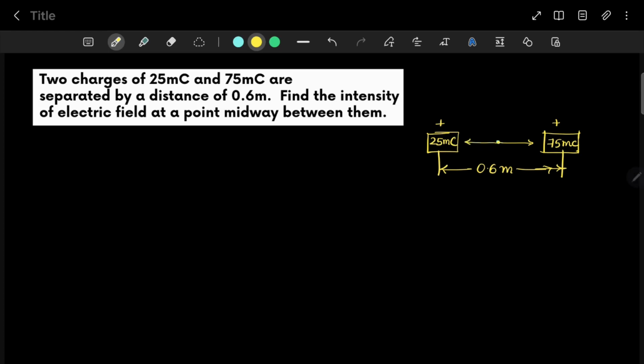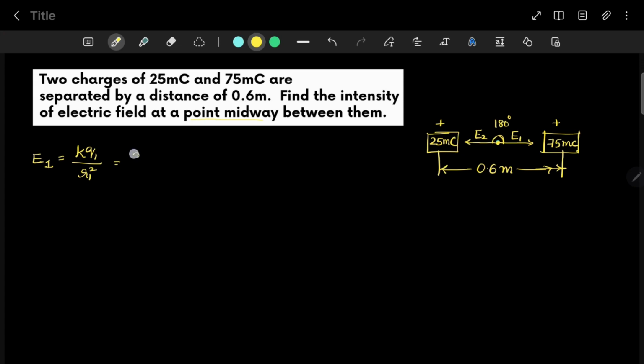So if you look at this, this is the electric field due to the first charge and this is the electric field due to the second charge. They both are acting at an angle of 180 degrees to each other. So here we understood what to do now. Now let us try to find the electric fields in these cases. What is the net electric field at a point midway between them? Midway means exactly at the center. First, the electric field due to the first charge is equal to k q1 by r1 square.